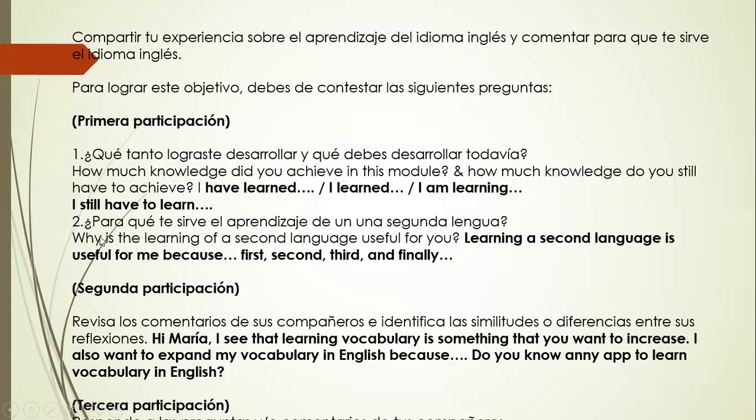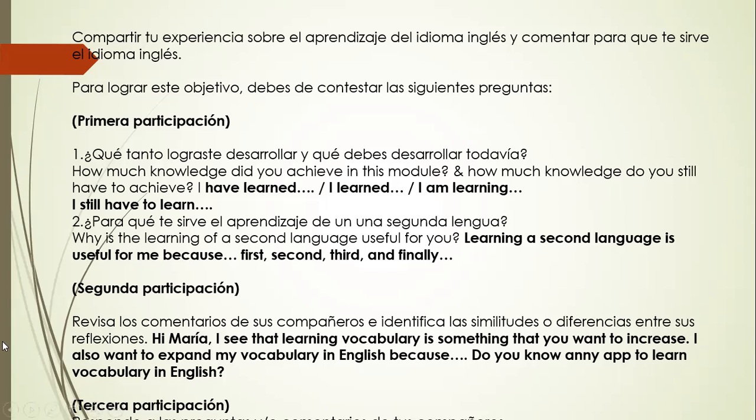The second question is, why is the learning of a second language useful for you? So you can say, learning a second language is useful for me because, and if you have many reasons, you can enlist the reasons using connectors. The first reason why English is important to me is. The second reason why English is important is, the third is, and finally. So this is just a suggestion, guys. You can take it or not, it's up to you.